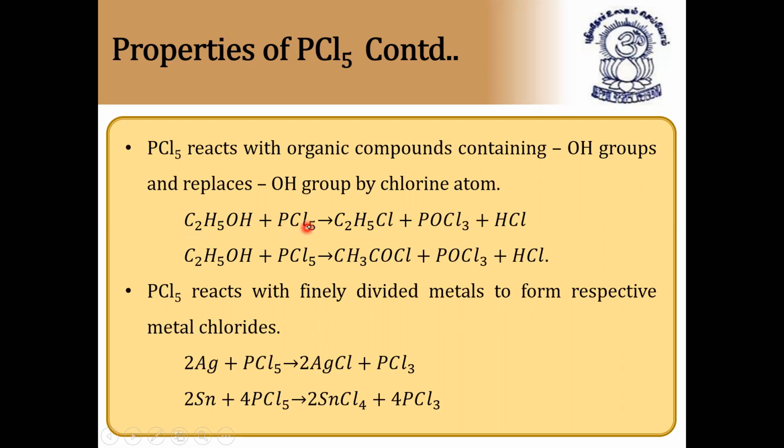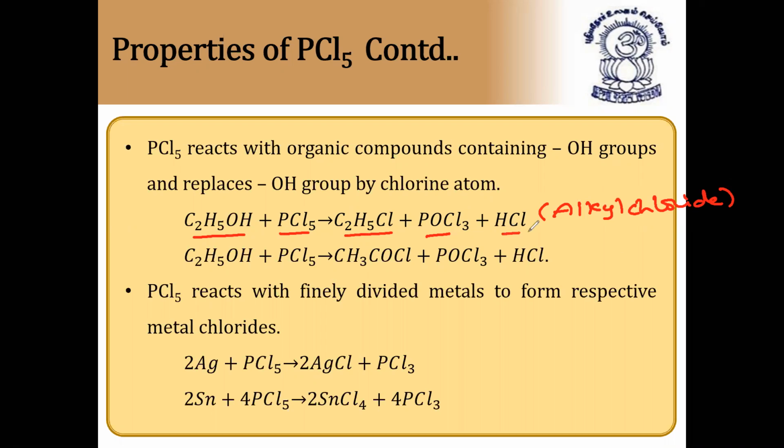C2H5OH on reaction with PCl5 forms C2H5Cl plus POCl3 plus HCl. This reaction is important. When ethyl alcohol is treated with PCl5, it forms ethyl chloride, that is, an alkyl halide. Here the OH group is replaced with Cl, giving ethyl chloride. Alkyl chloride or alkyl halide, both are the same.